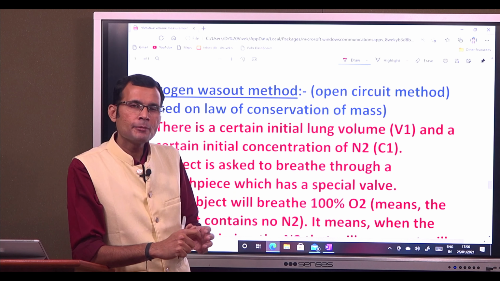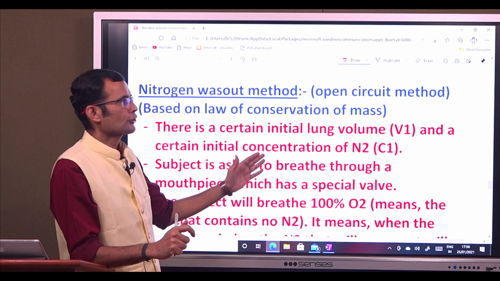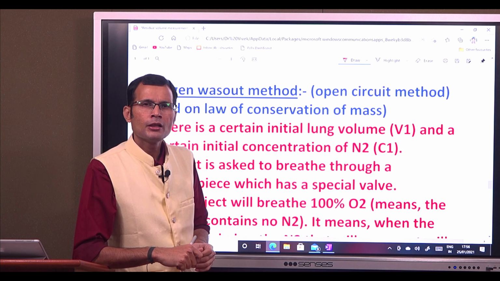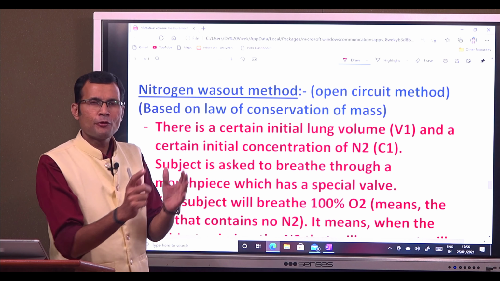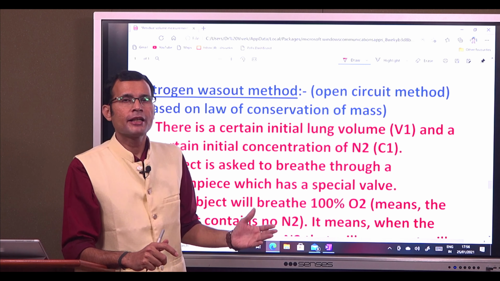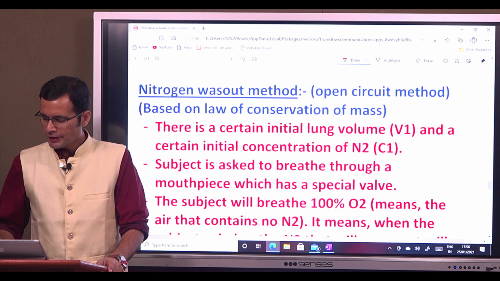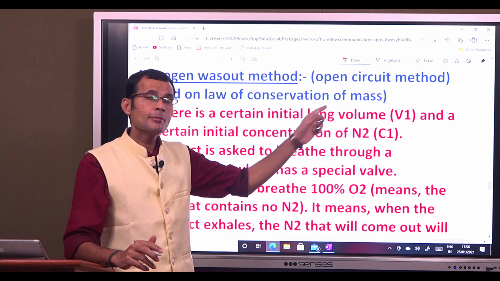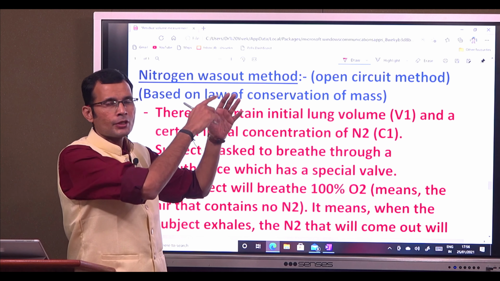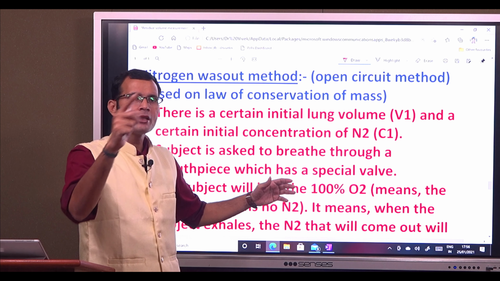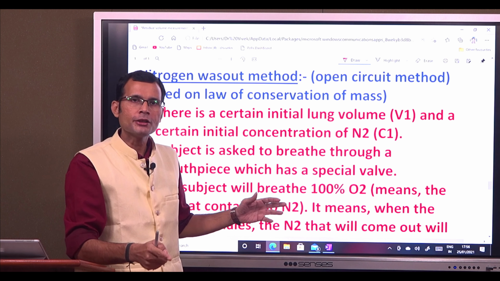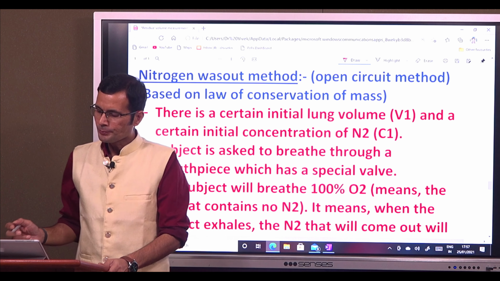Now we go to the next method, and that is the nitrogen washout method. First of all, it's an open circuit method. I mentioned this at the start of the video. It's an open circuit method. Helium dilution was a closed circuit, meaning the helium was going in that closed circuit only. That's not the case here.